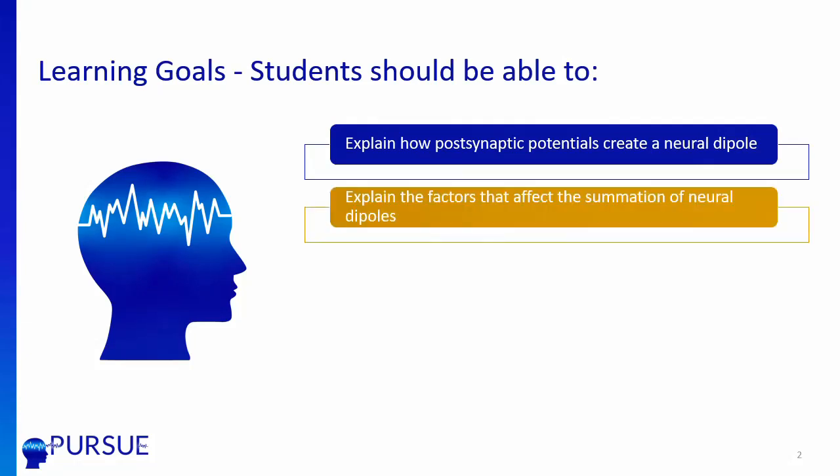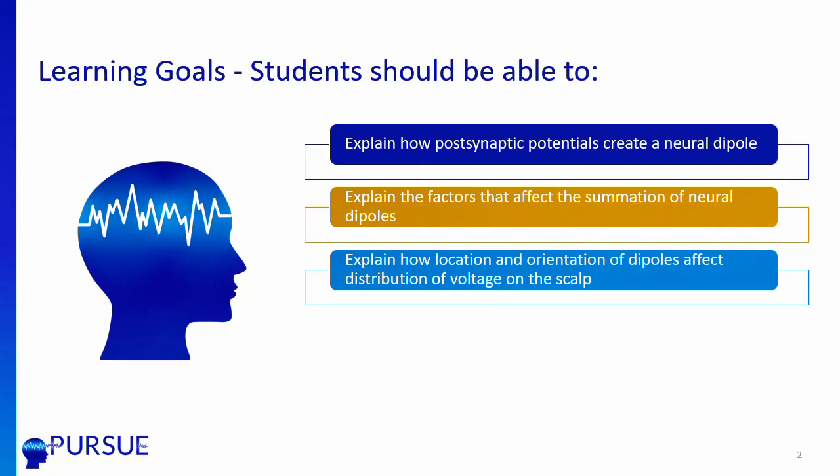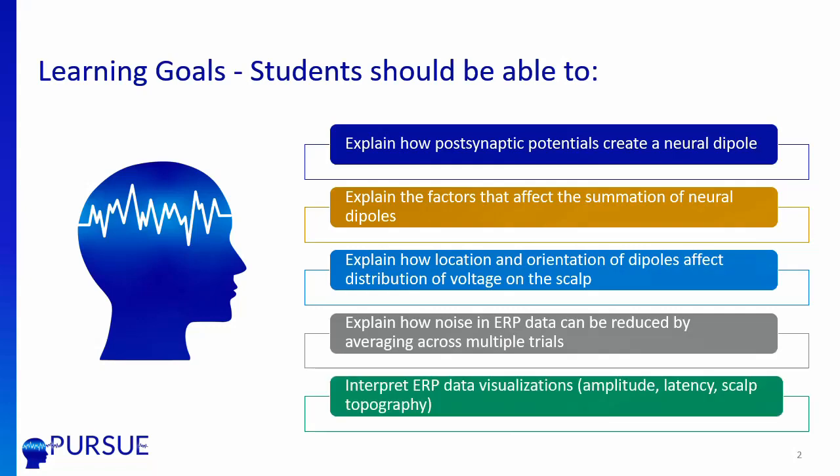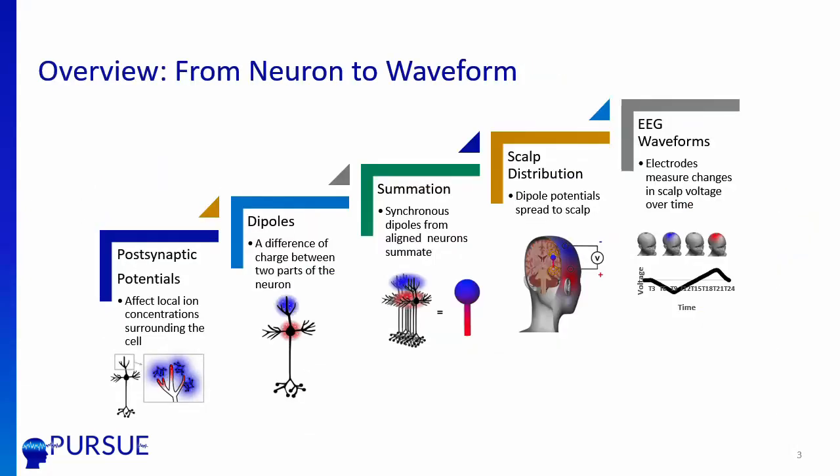After watching this video, you should be able to explain how postsynaptic potentials create a neural dipole, explain the factors that affect the summation of neural dipoles, explain how location and orientation of dipoles affect the distribution of voltage on the scalp, explain how noise in ERP data can be reduced by averaging multiple trials, and understand the graphs, the various visualizations that we can do of ERPs. So this gives you an overview of the first part of this video presentation.